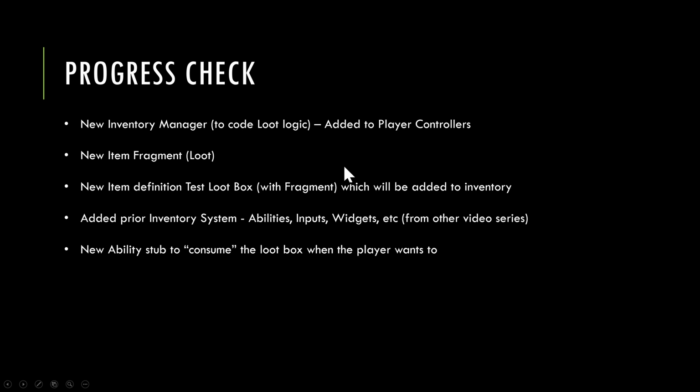All right, so as a quick progress check, we created a new inventory manager to separate the loot logic into its own class. We've added that to our player controller, so our player controller has the loot logic embedded in its class hierarchy. We created a brand new item fragment for loot, which has its own properties that we can configure in the editor for what loot we want to drop. We then created our new loot box with that fragment, added some sample test data into that loot box.